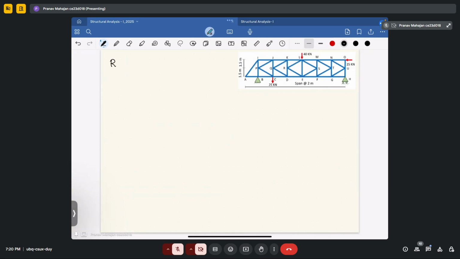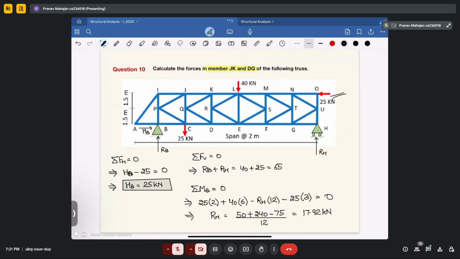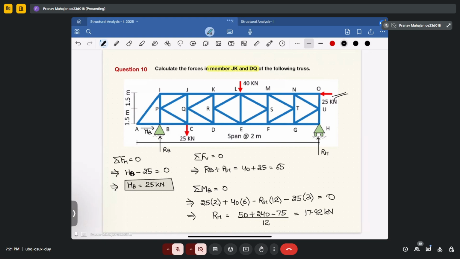Fine. Now, calculate RB. Your RB plus RH is equal to 65, which gives RB equal to 47.08 kilonewton. So how will we solve this problem? We will take each and every joint and try to resolve it. Let's make this problem easy. First, determine the null forces.